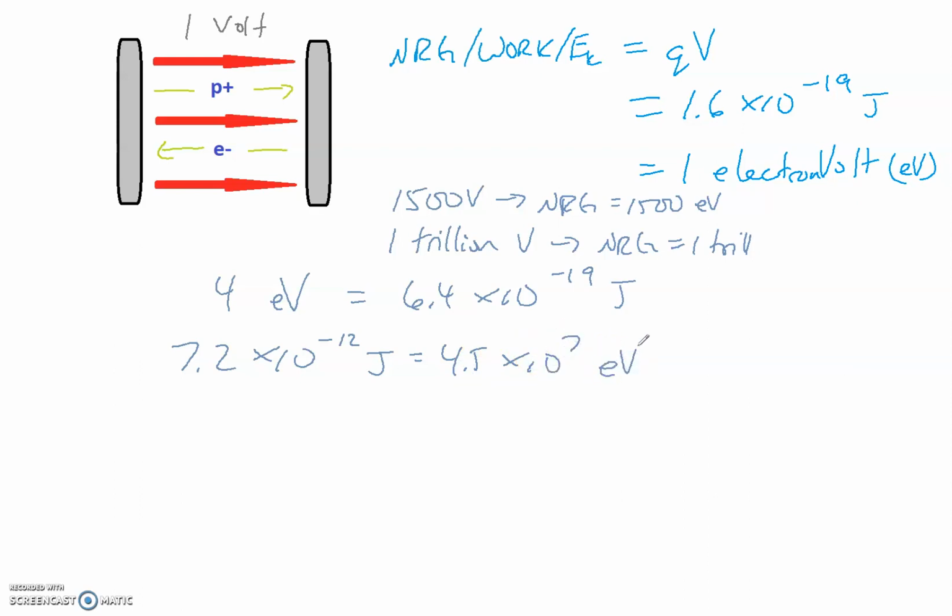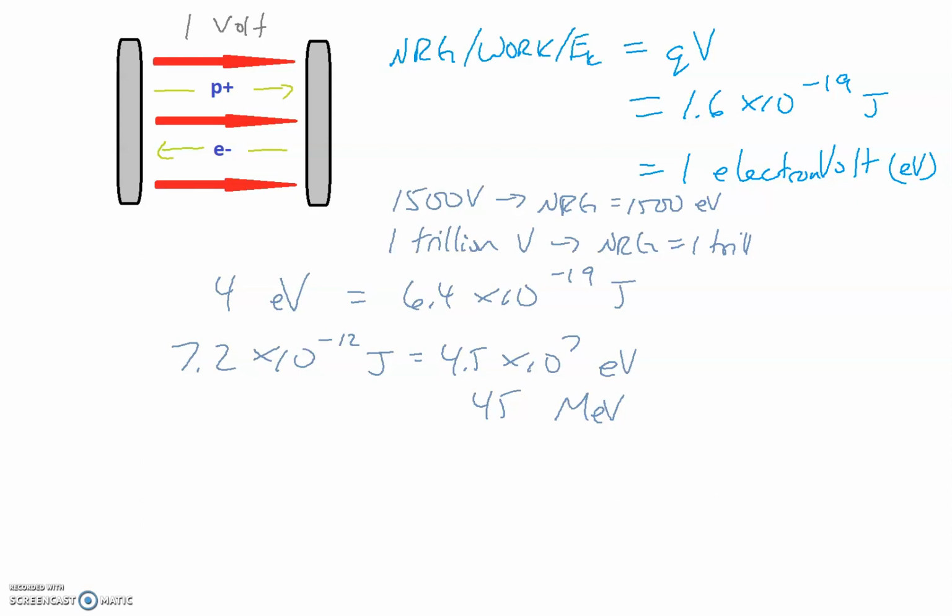And it's really, really common to use prefixes with electron volts. So this would be 45 mega electron volts. So it's just a basic conversion factor back and forth between joules and electron volts, and it's really common for you to see it. And you can take any energy you want.